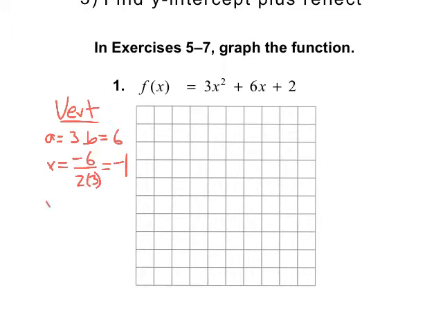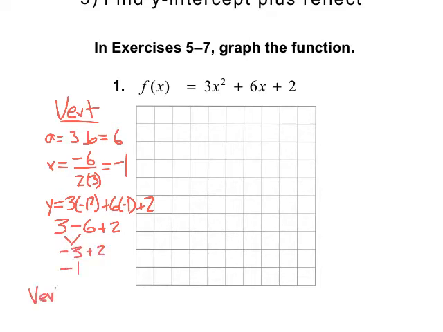Remember to find the y, I got to plug in x. So I have 3 times negative 1 squared plus 6 times negative 1 plus 2 more. Okay? So negative 1 squared is 1. 1 times 3 is 3. 6 times negative 1 is negative 6. And then add 2 more. So 3 and negative 6 makes negative 3. Plus 2 more is negative 1. So my vertex is negative 1, negative 1.